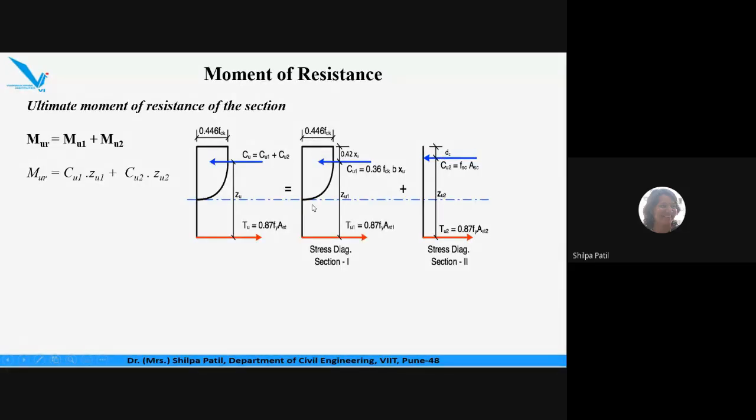Okay. So the expressions become like this. Mur is equal to Cu1, 0.36 fck b into xu, into Zu1, this value, which is d minus 0.42 xu, plus Cu2, which is fsc into Asc, into Zu2. Zu2 is d minus dc. Okay, so this is the final expression for Mur. Are you writing down these formulas in your notebook? Yes, ma'am. Okay. I hope you have written the expression for xu also, and write down now the expression for Mur.